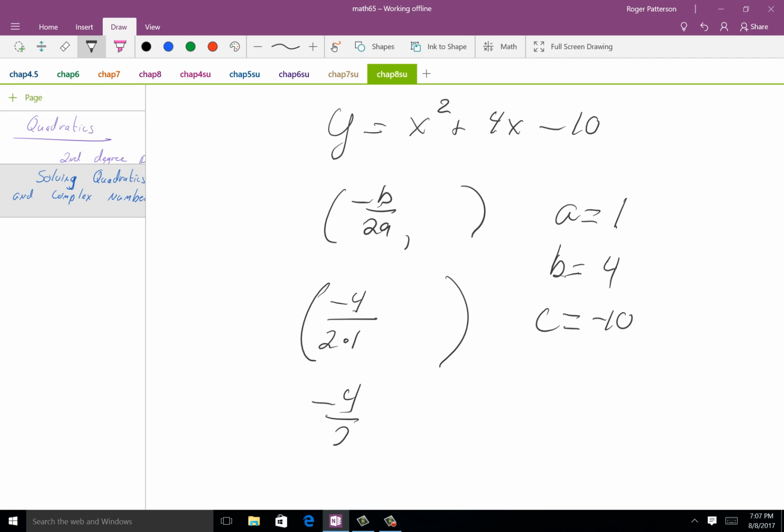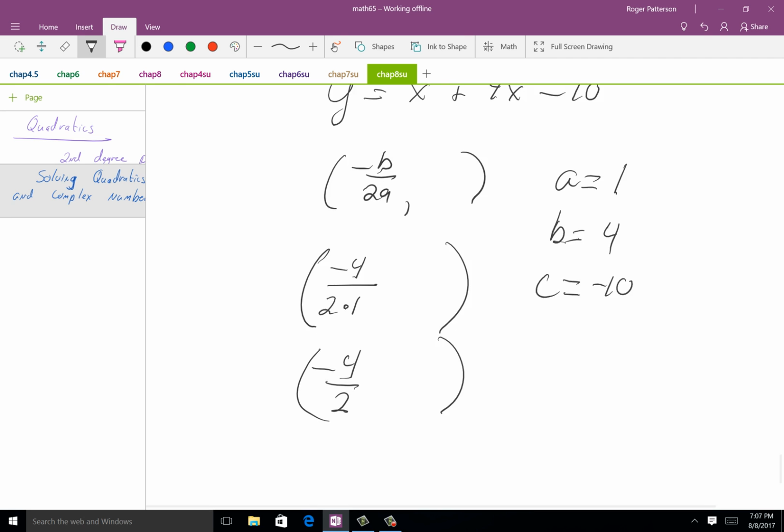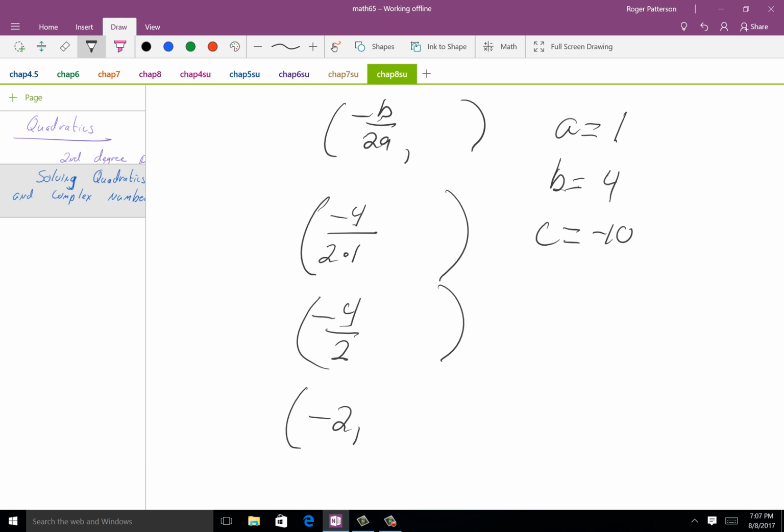Negative 4 over 2 gives me negative 2. Now, the vertex is always a point, okay? So we have to understand the vertex is not just the x value, it is an x and y value. Right? So we need both coordinates. And negative b over 2a tells us what the x coordinate was. It doesn't tell us what the y coordinate is. So we have to find it.